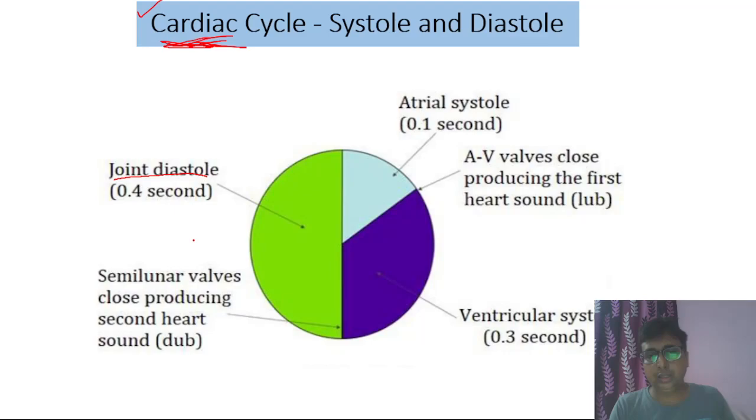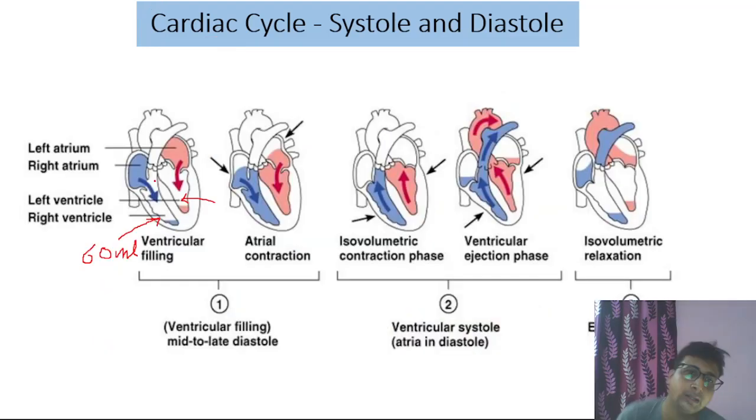60 ml of blood is always present in the ventricle at any time. In joint diastole, both chambers are in a relaxed state, and the ventricle is passively filling with the help of the weight of the blood that is filled in the atria. The atrioventricular valve opens and the blood gets filled.